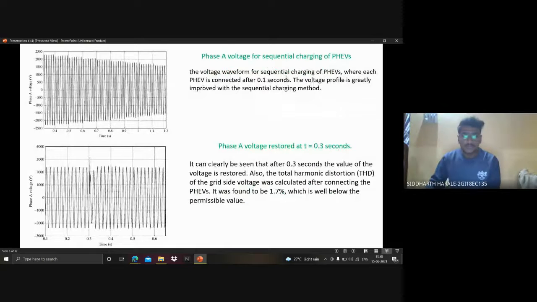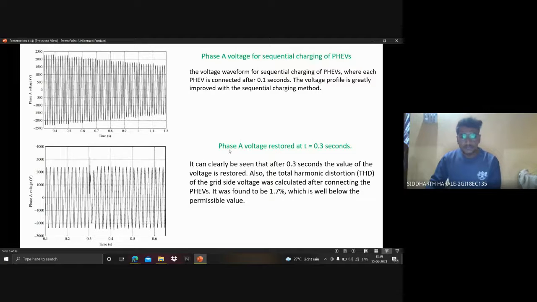Next one is the phase voltage for sequential charging of PHEVs. The voltage waveform for sequential charging of PHEVs, where each PHEV is connected after 0.1 second. The voltage profile is greatly improved with the sequential charging method. Here is the graph for phase voltage with sequential charging of PHEVs.